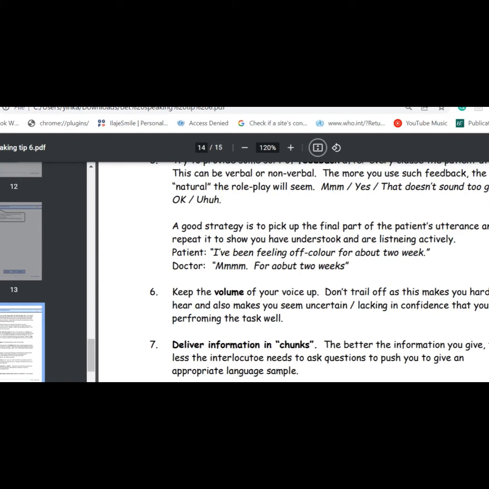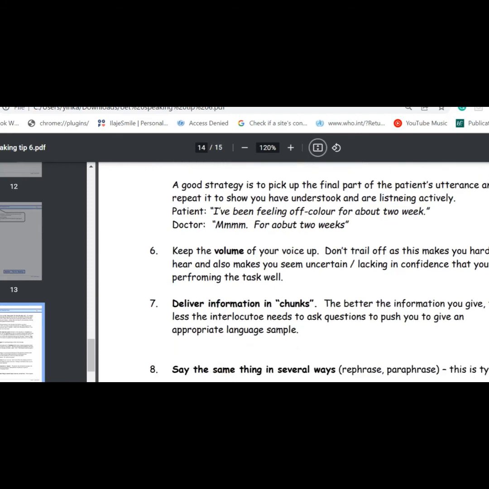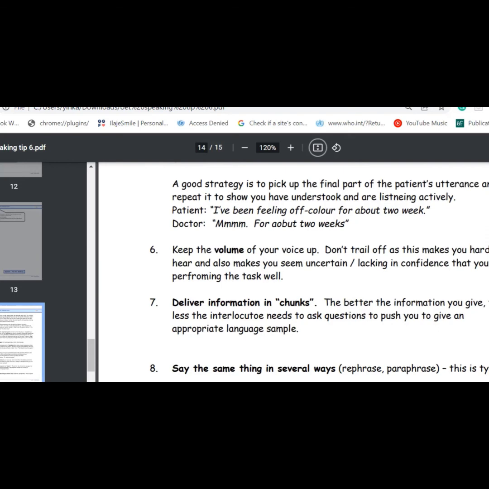Now deliver information in chunks. I've said that the better information you give, the less the interlocutor needs to ask questions to push you to give an appropriate language sample. So give more information in chunks. Like I said, chunking means that you say, I will talk about maybe 5 things. So you can say firstly, about the diagnosis, and that's it. You have labeled that. Secondly, and then you can say lastly. So you are chunking and labeling at the same time.